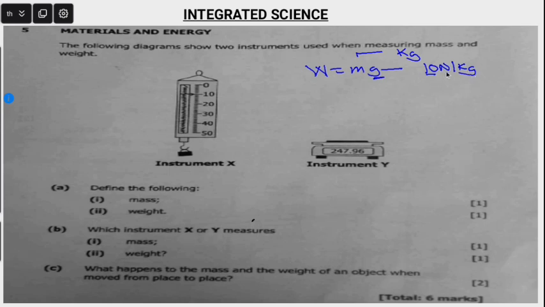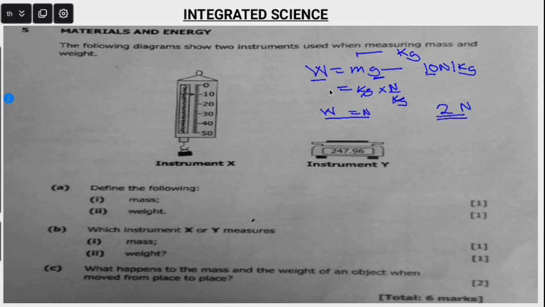Now, what about weight? Here we have mass, which is in kgs, multiplied by gravity, which is newtons divided by kgs. The kg and kg cancel each other, therefore we remain with newtons. So weight is measured in newtons. This is very important. Whenever you calculate weight, make sure you put newtons. For example, if your answer is 2, put N to represent newtons. This is how you're supposed to go about it.